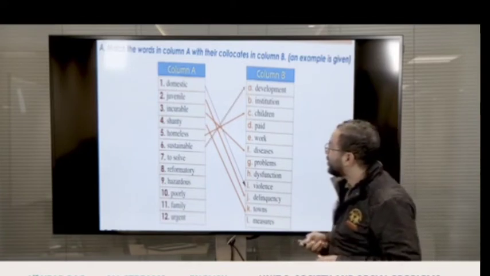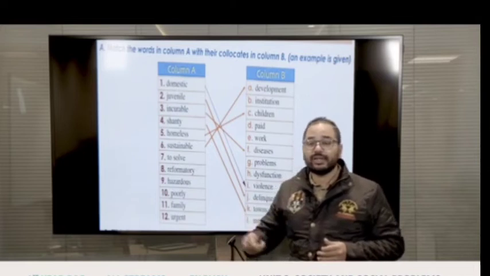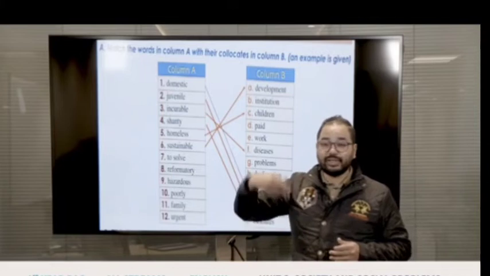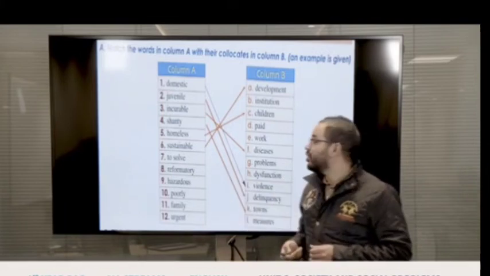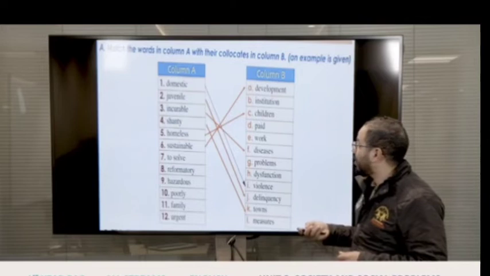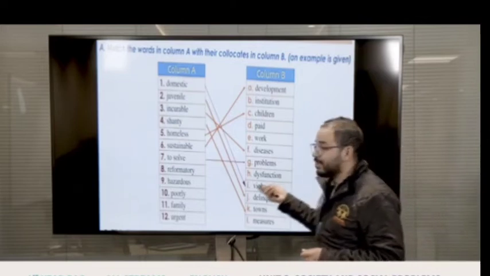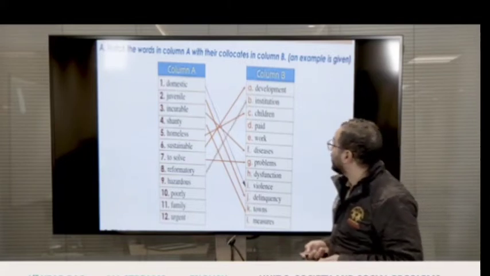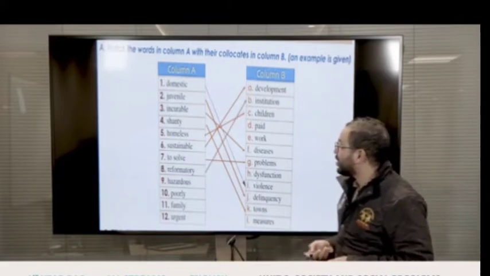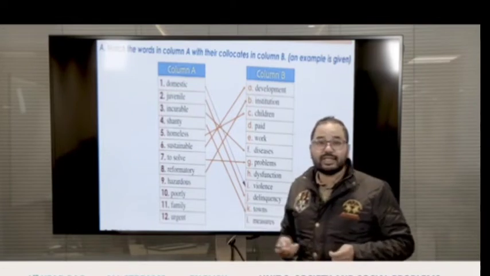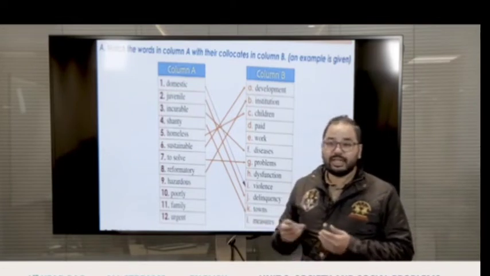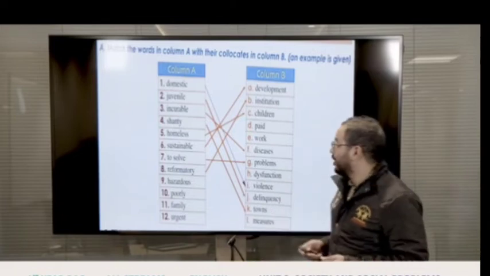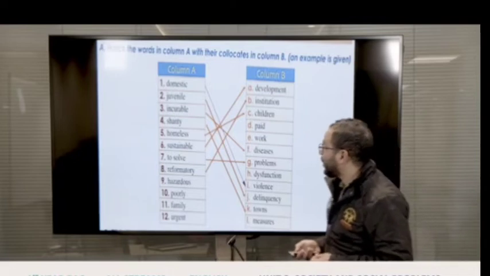Sustainable development, which means a development that keeps growing or advancing for the upcoming generations. To solve, of course, problems. So to solve problems means to find a solution. Reformatory institution, okay, so if someone is less than 18, someone is a minor, they don't go to prison, they go to these reformatory institutions.